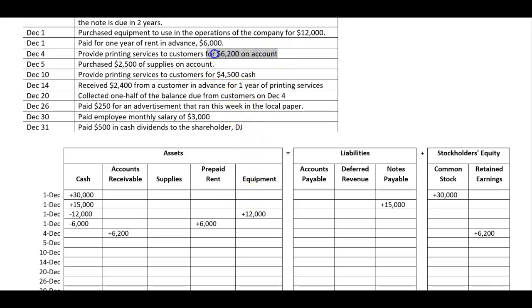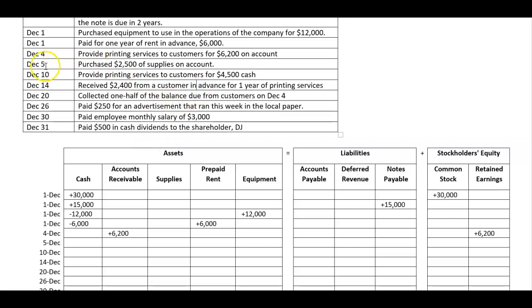So be careful there. When we provide services, we will either collect them immediately. That would be a cash transaction. Or in this case, we're billing our client. We're going to invoice them in the future. So we put it on account. That means they owe us money. That would be accounts receivable.